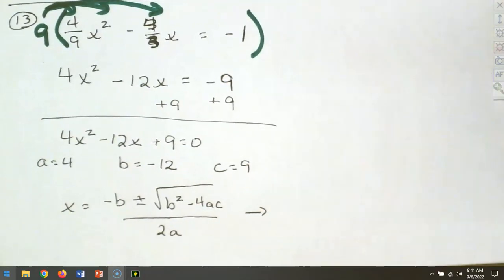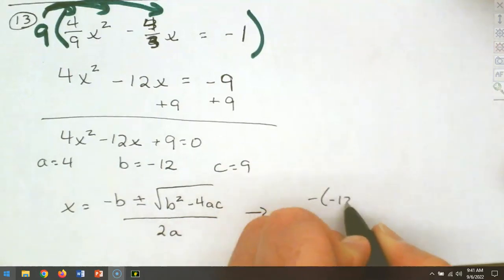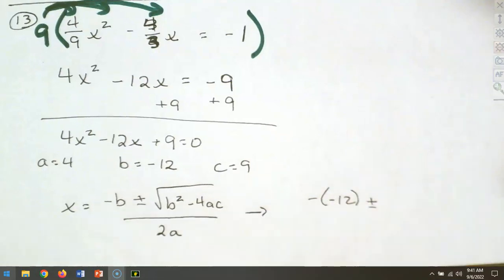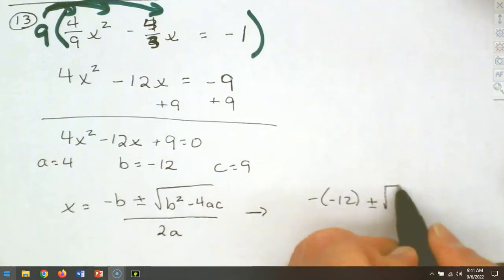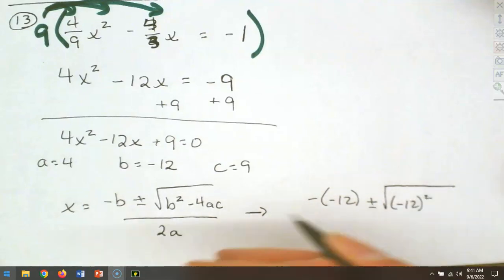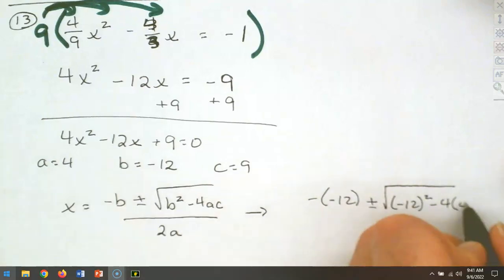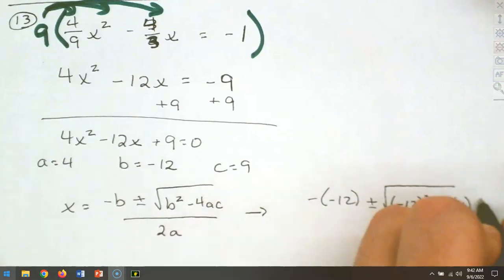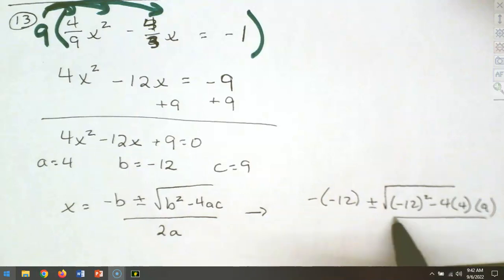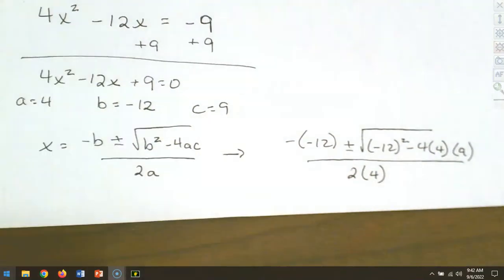Okay, so let's go ahead and fill this in. Watch for double negatives. So negative of a negative 12. When you have a plus or minus, then we've got the square root of negative 12 squared minus 4 times a, which is 4, c, which is 9, and that's all over 2 times 4. Right, so that's what we have there.